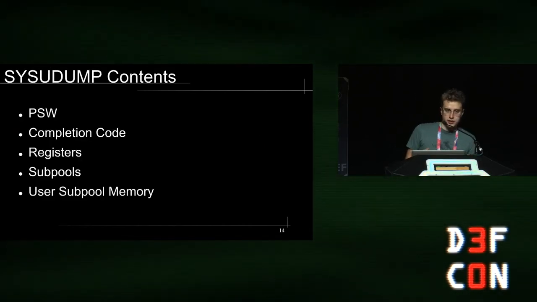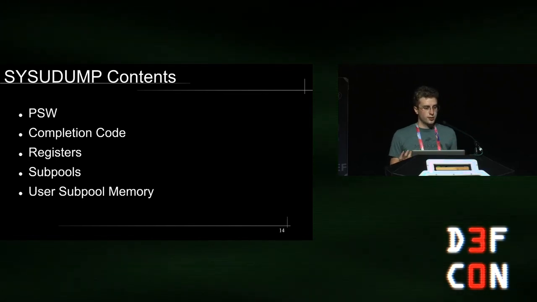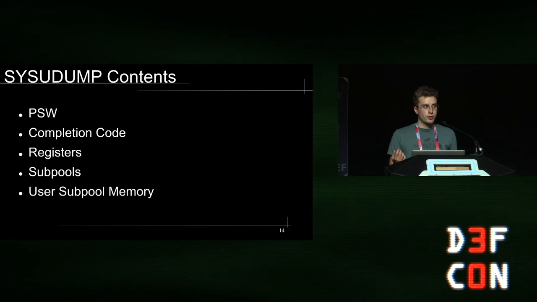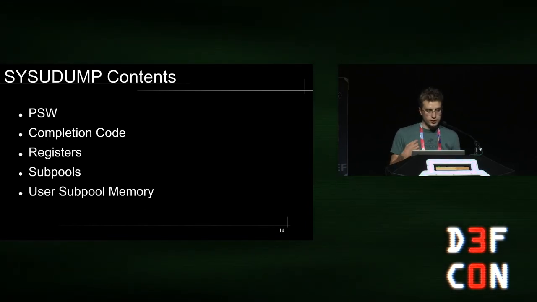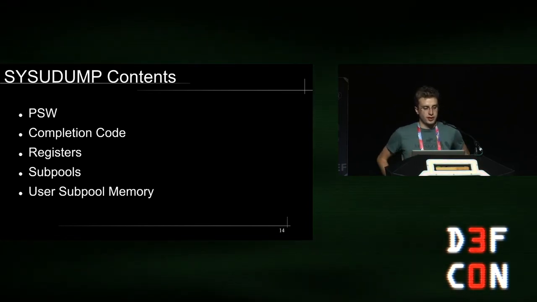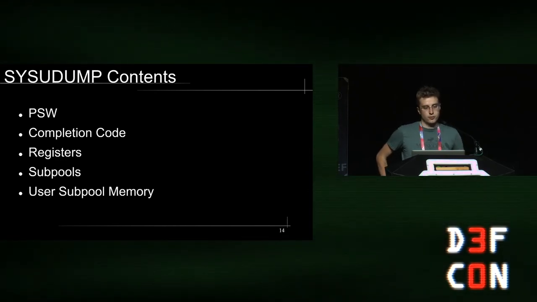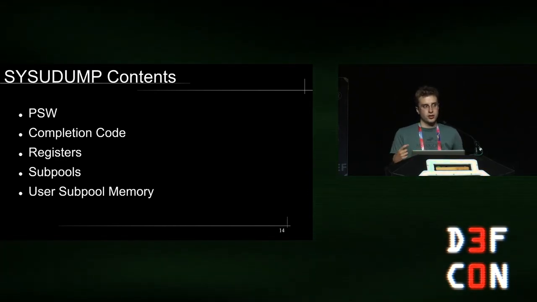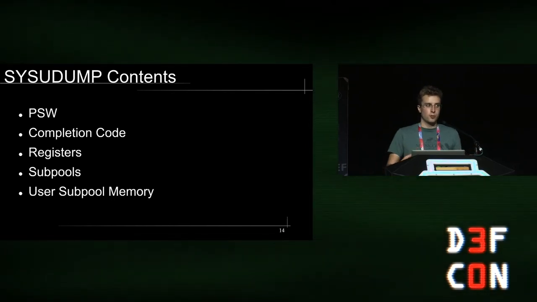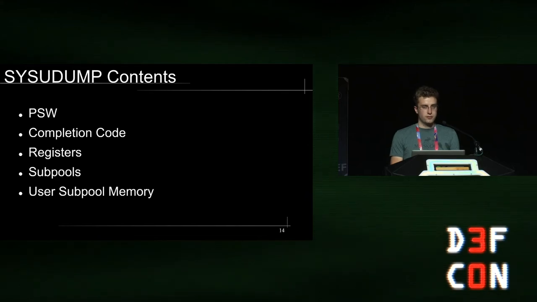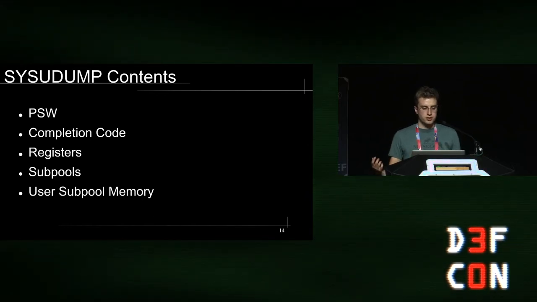So what's actually in a SYSUDUMP? We have our PSW, which is going to tell us our instruction pointer and what key we're in when we abended. We're also going to get our completion code, like S0C4 or S0C6, and we might get a reason code, some extra information about why it abended. We also get our list of registers, the 16 general purpose registers.